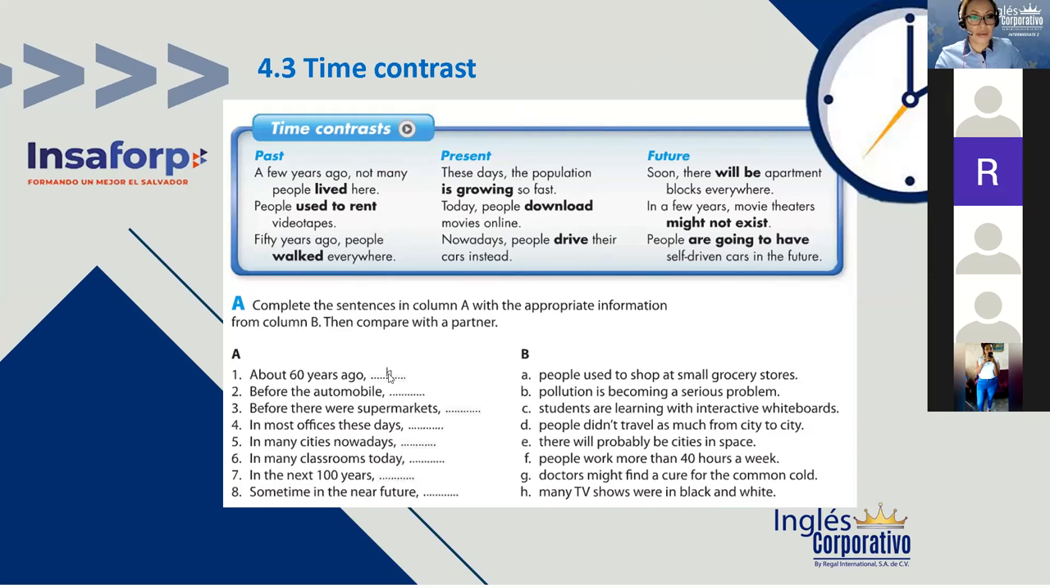I will give you a couple of minutes for you to complete the sentences in column A with an appropriate form in column B. Okay, for example, we have the first one already done. It says about 60 years ago. The complement is with the letter H. Let's see. Many TV shows were in black and white. Okay. So I'll give you some time for you to develop this exercise and then we're going to check.